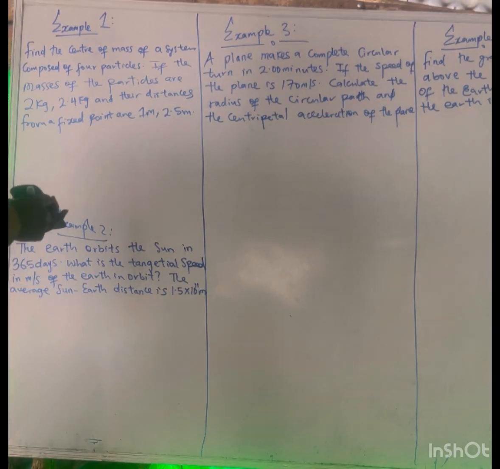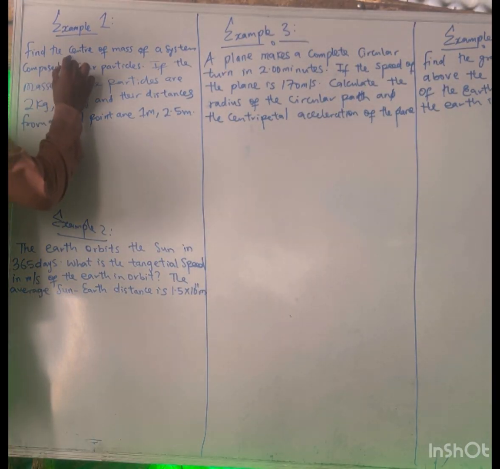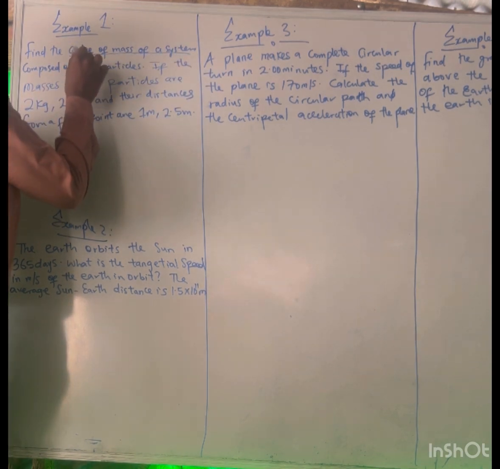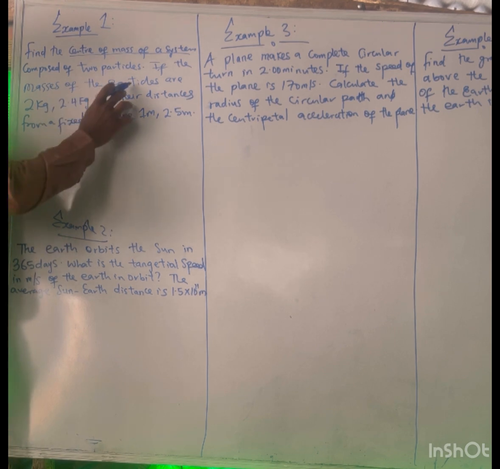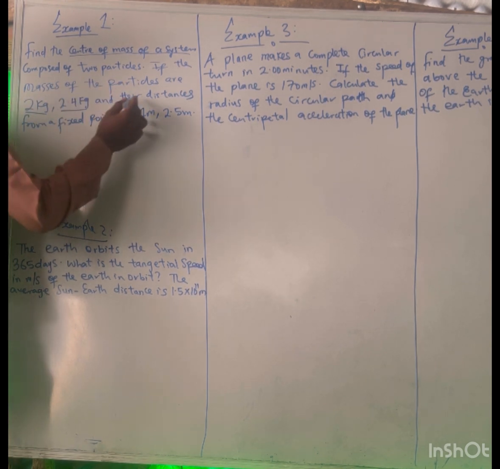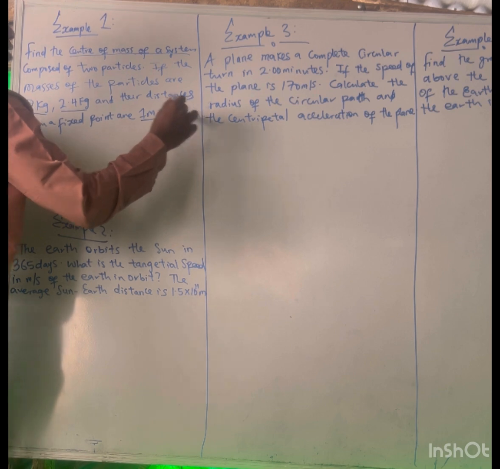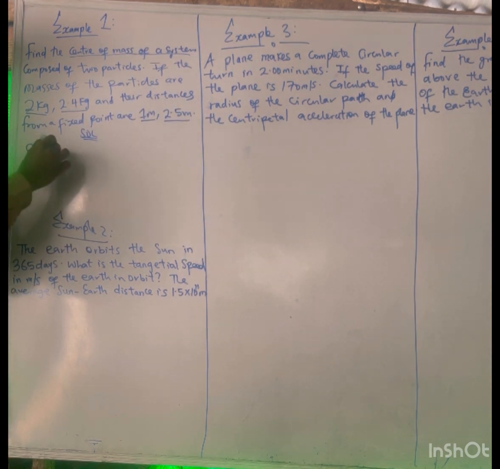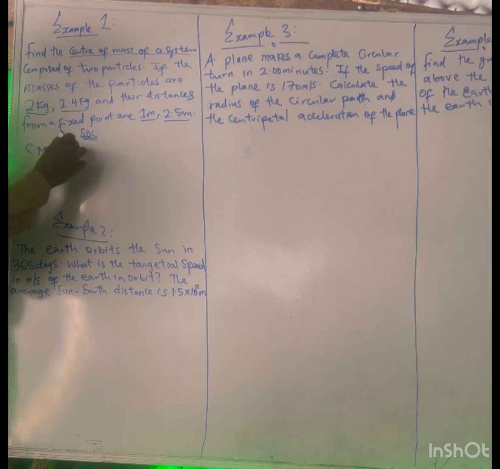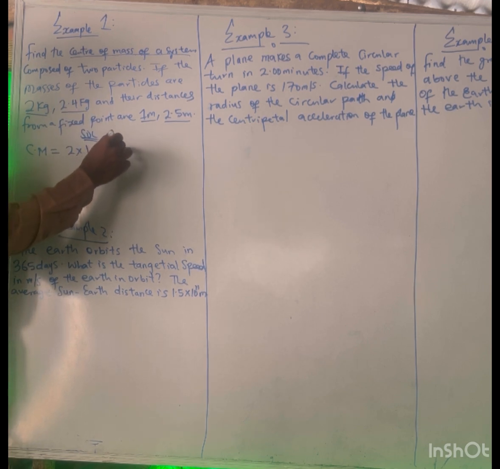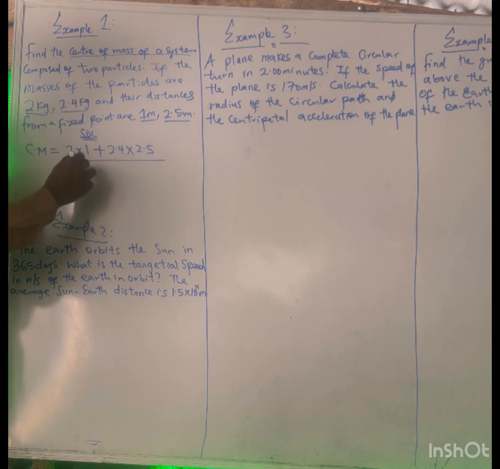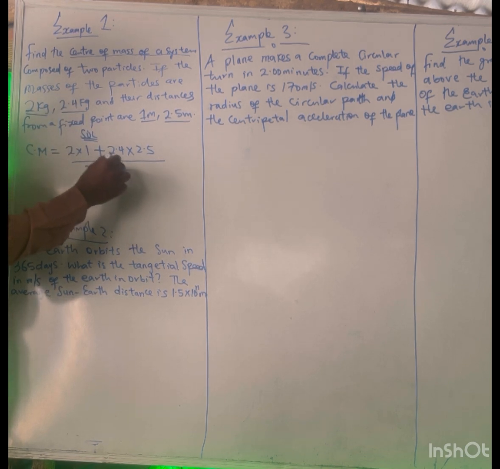The first example we are going to be looking at is: find the center of mass of a system composed of two particles. If the masses of the particles are, this is the first mass, this is the second mass, and their distances, this is the first distance, this is the second distance. So guys, we just write solution. So the center of mass equals the first mass times the distance of the first mass, 1, plus the second mass times the distance of the second mass, 2.5, all over the total mass, 2 plus 2.4.